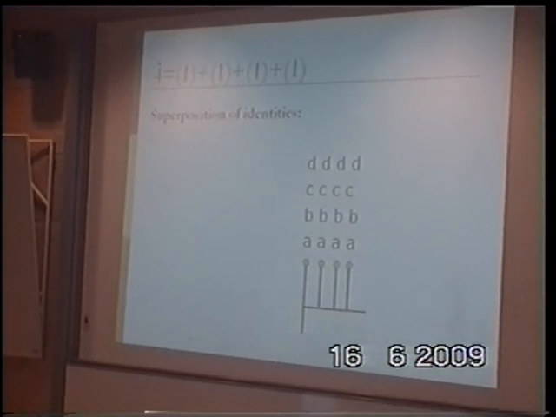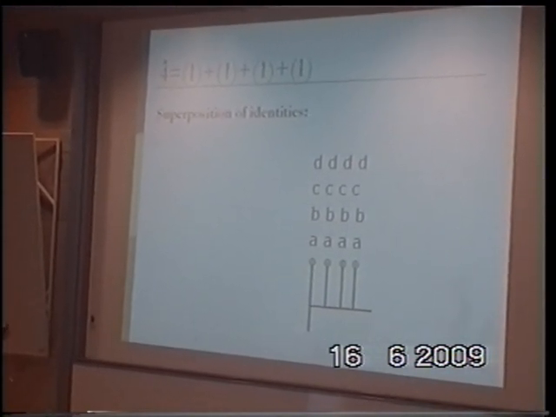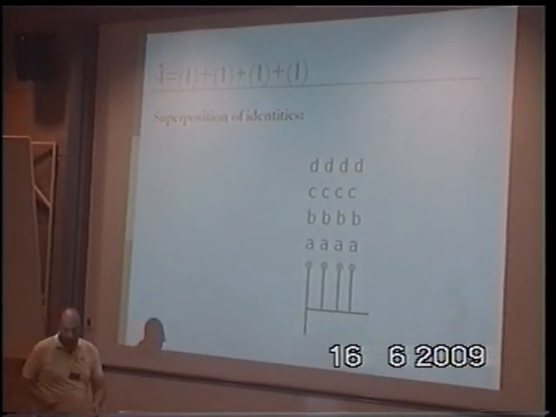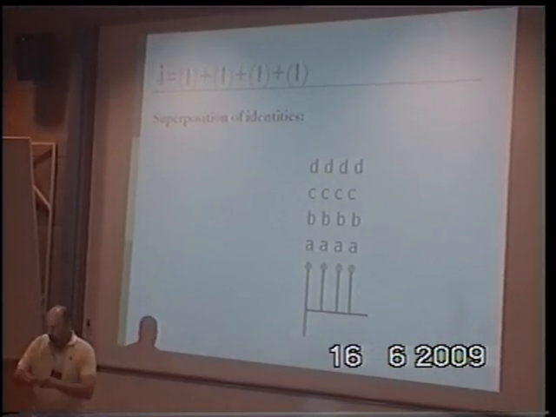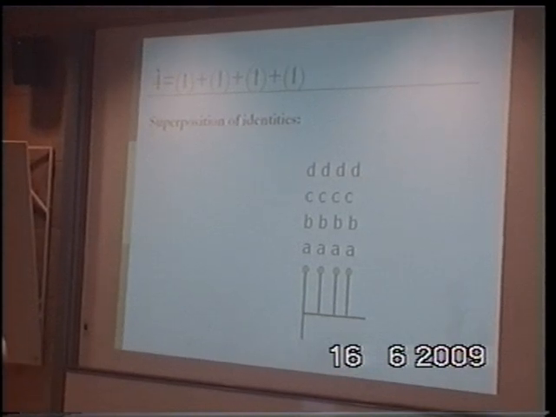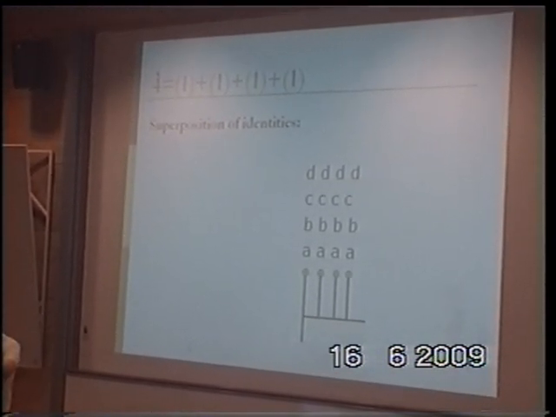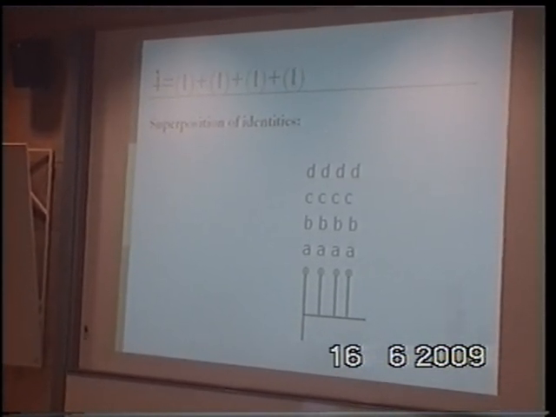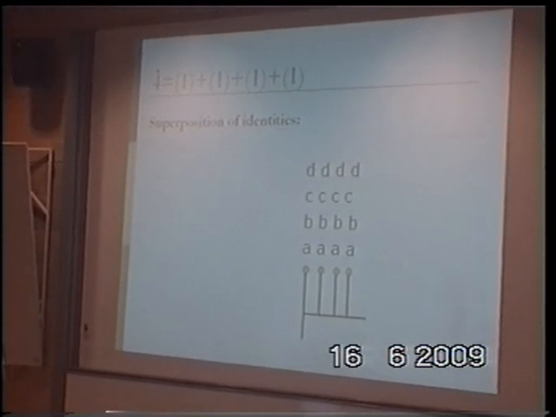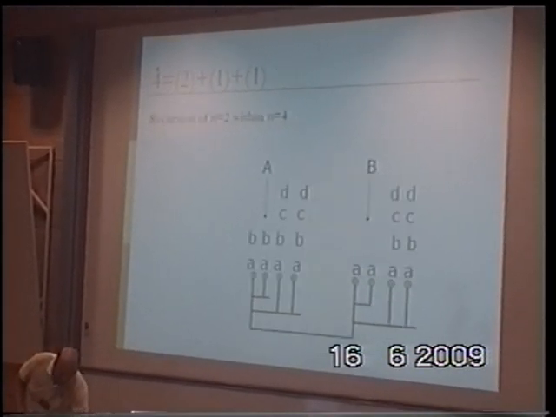Now let's go to the number 4. First of all, we have the partition 1 plus 1 plus 1 plus 1, and it means that each element has all the possibilities: A, B, C, D, A, B, C, D, A, B, C, D, A, B, C, D. So this is very simple, it just repeats.